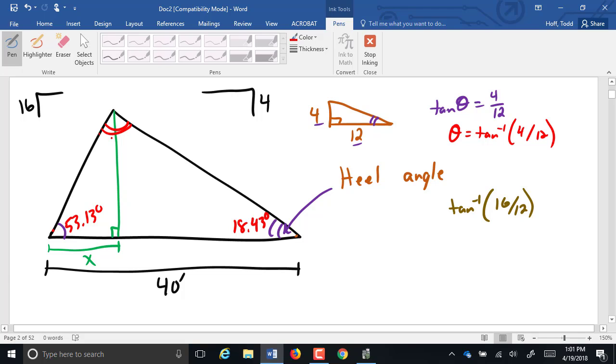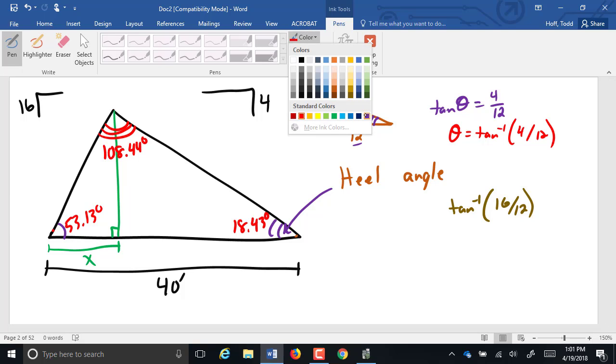This angle up here at the peak, the whole peak, not just one side of it, is going to be found by adding those angles together. So 18.43 plus 53.13 is 71.56. Subtracting that from 180, this is 108.44 degrees, correct?